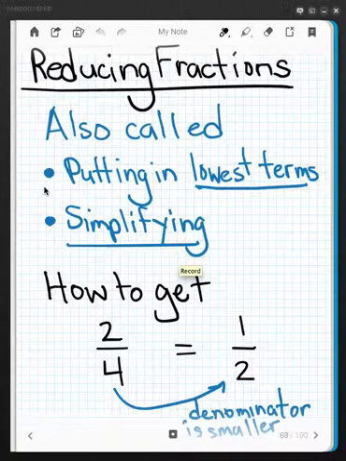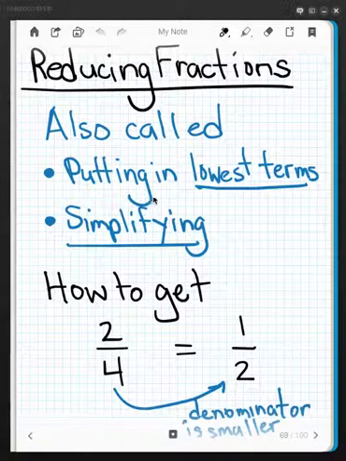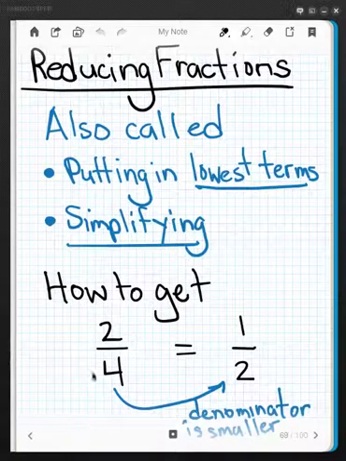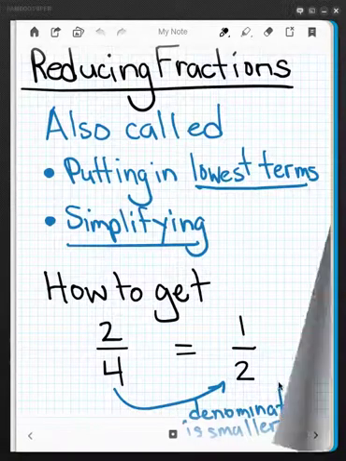This video is about reducing fractions. Reducing fractions can also be called putting fractions in lowest terms, or simply simplifying a fraction. So this is how we get from a fraction like 2/4 to an equivalent fraction of 1/2. What we're doing when we're reducing fractions is going from a larger denominator to a smaller denominator. That's the idea of reducing.